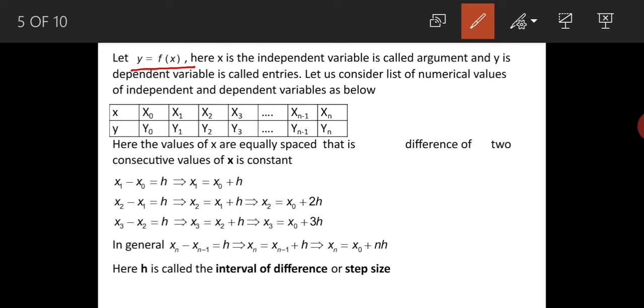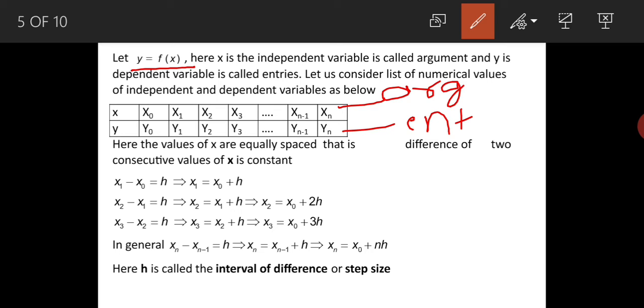We have arranged some values of x and y. The values of x are called arguments here, and the values of y are called entries. So, the independent variables are called arguments and the dependent variables are called entries. Now, the arrangement of values of x, that is, the arguments.